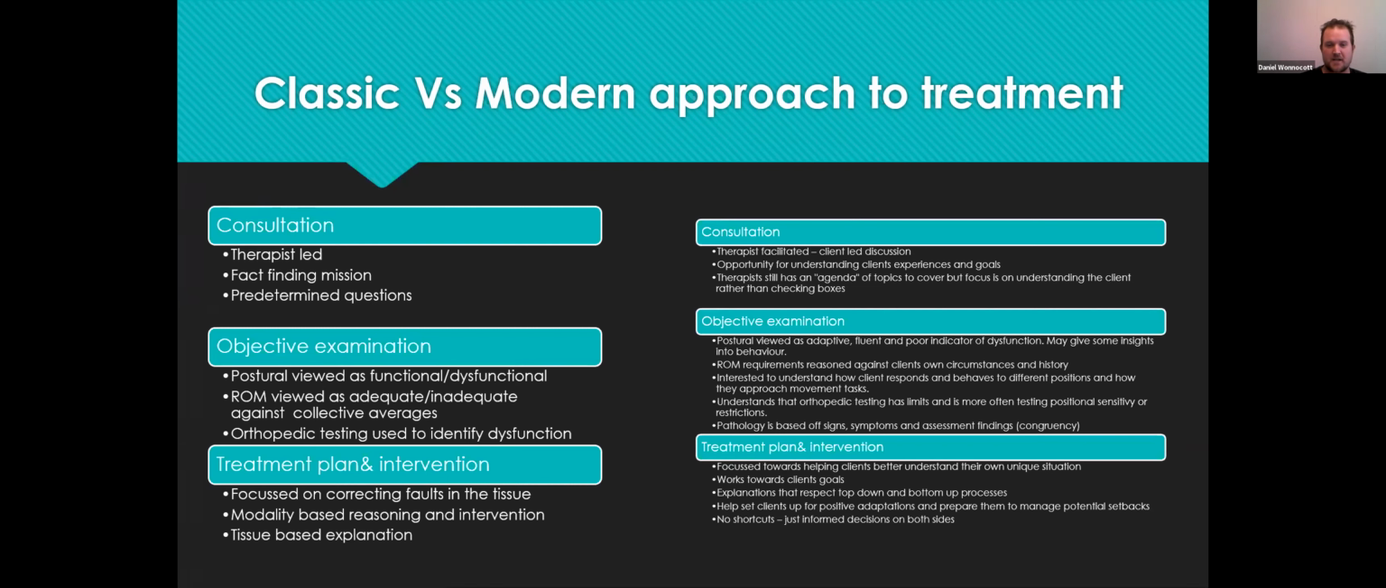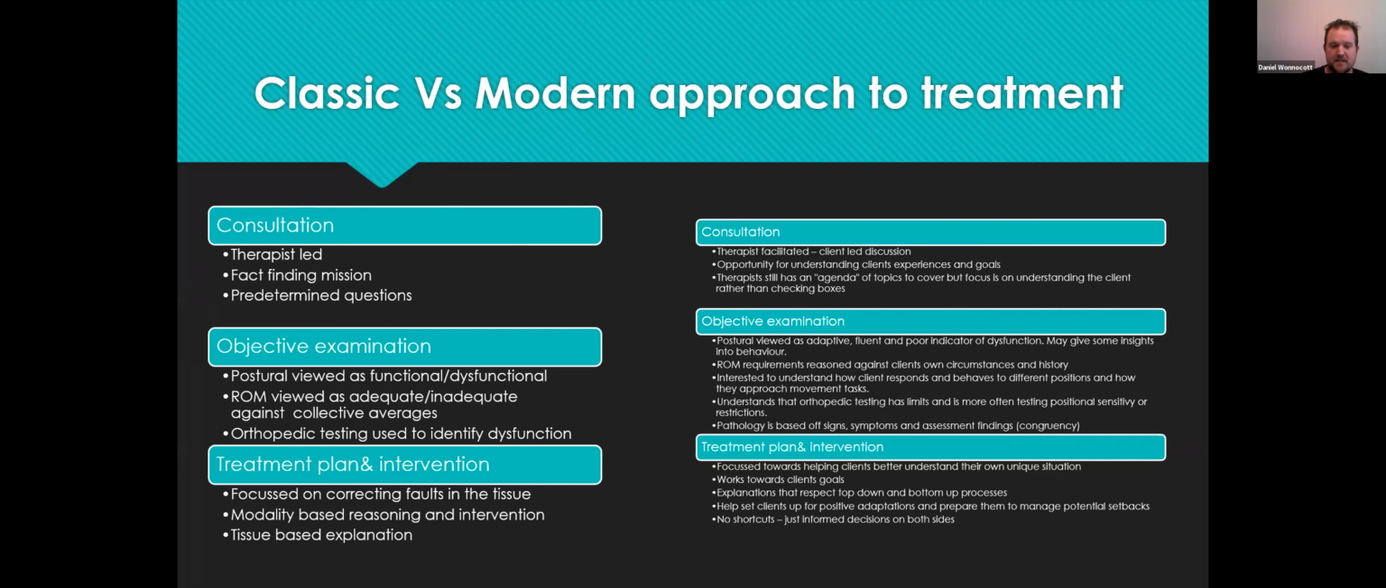From a consultation point, it's very much led by the therapist, a fact-finding mission with predetermined questions. I know myself, I was taught 20 golden questions to ask. And based off that, we just moved straight into the objective examination. So looking at posture, and we're looking for right and wrong. And then things like range of motion, it was all, is that enough range or is that inadequate? And that was just compared against a baseline number, a number that comes from a collective average.